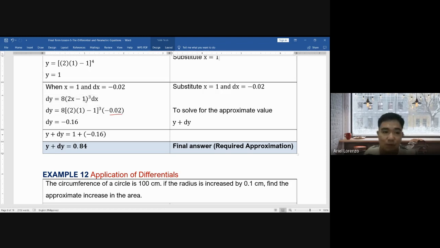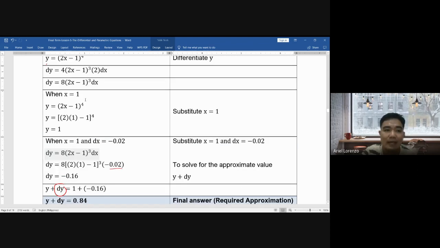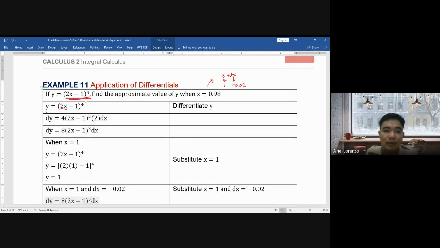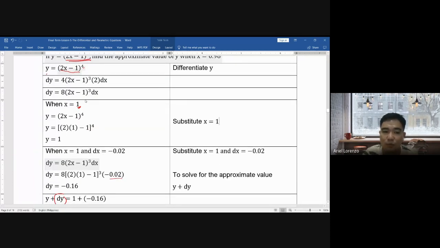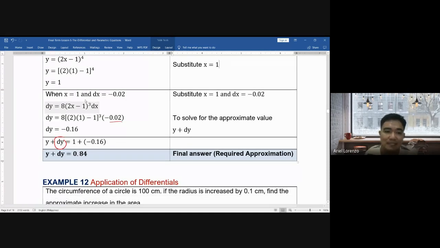So meron ka ng dy. And then we go to your y. Your y is (2x minus 1) raised to 4, and then we substitute x is equal to 1 kasi ang x natin is 1. So 2 times 1, that is 2 minus 1, 1 raised to 4, that is still 1. Kasi 1 raised to any number is 1. So 1 plus negative 0.16, that is 0.84. Sakto ba, Roden? 0.84?